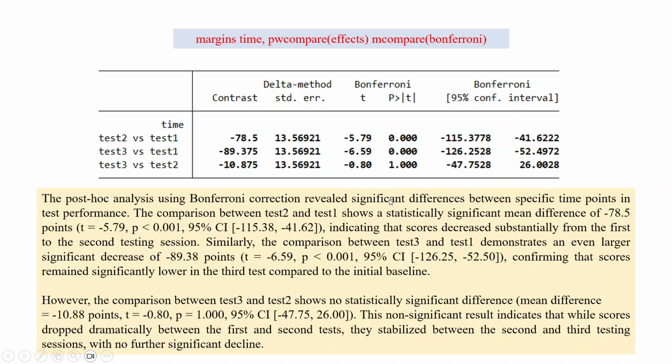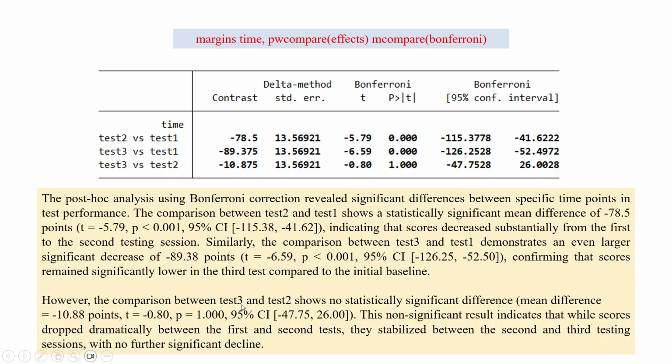Now how will we write this? The comparison between test 2 and test 1 shows a statistically significant mean difference of minus 78.5, indicating that the scores decreased substantially from the first to the second testing session. Similarly, the comparison between test 3 and test 1 demonstrates an even larger significant decrease of minus 89.38 points, confirming that the scores remain significantly lower in the third test compared to the initial baseline.